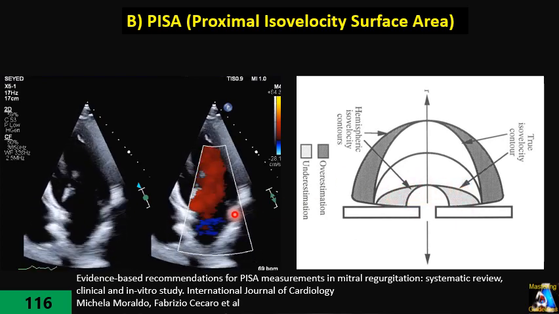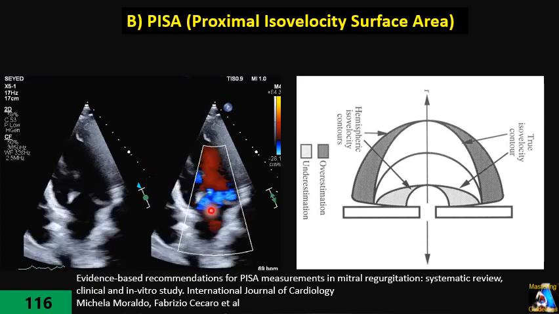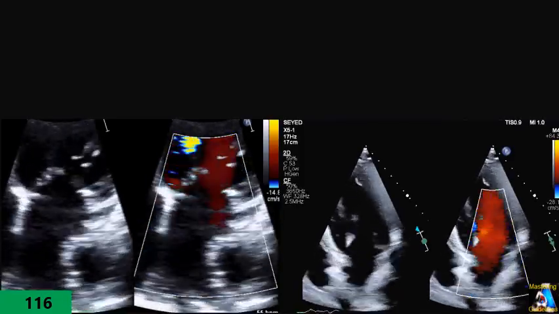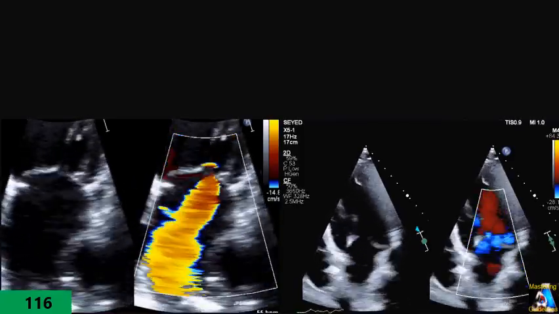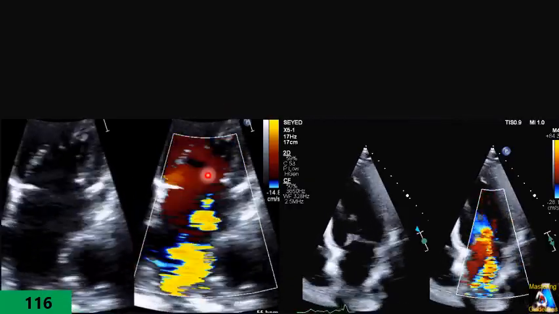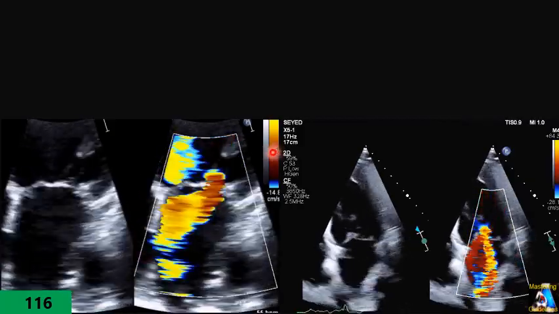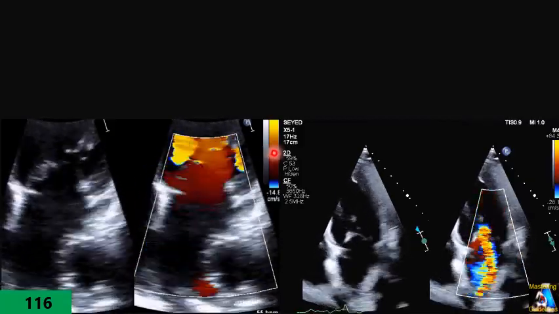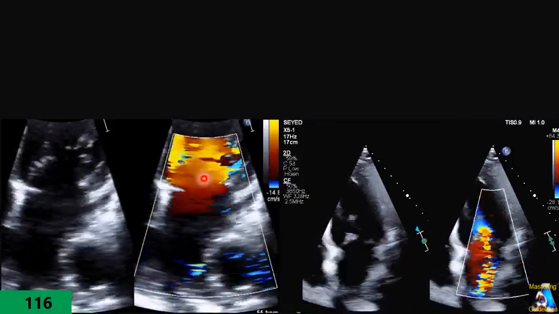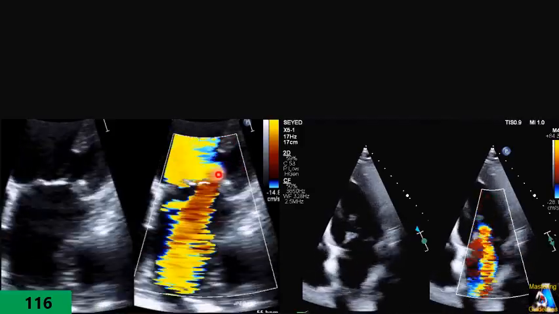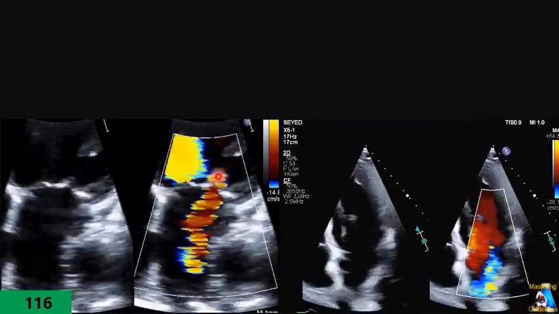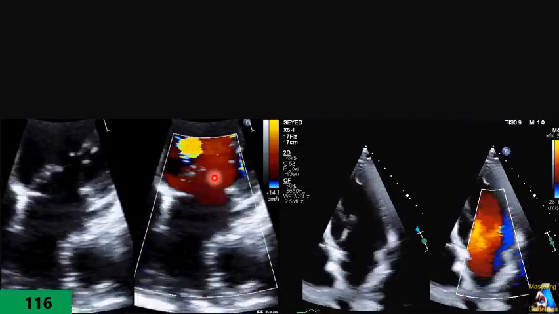Now let's see how we do it in echo. For getting the PISA and measurement, after we get our image, zoom mode, and optimize the color and image, we start dropping our baseline on the color scale slowly down until the first circular aliasing shows up. That moment will be our aliasing velocity.